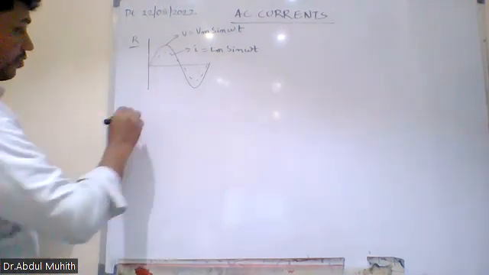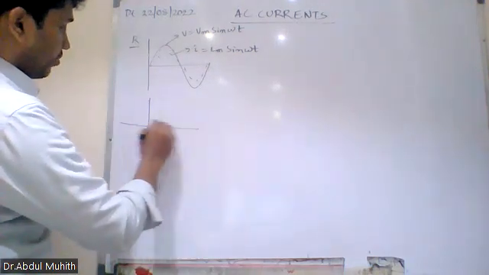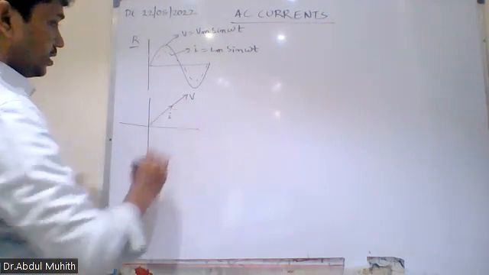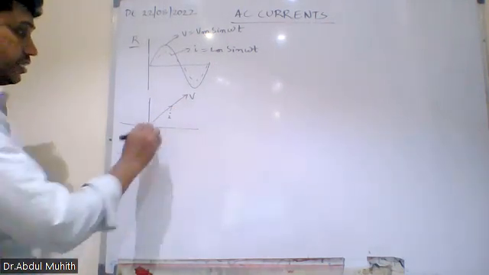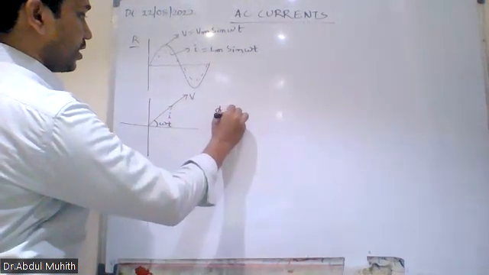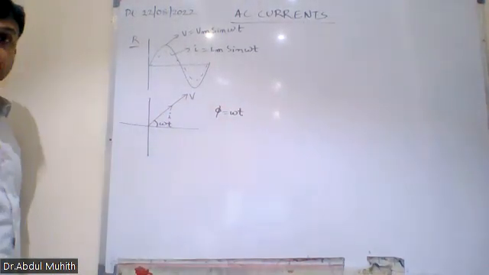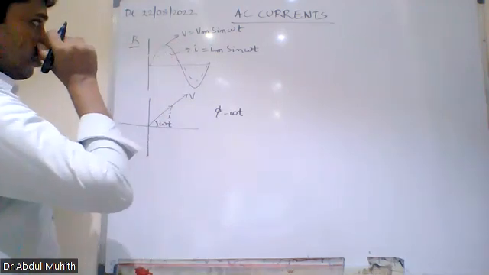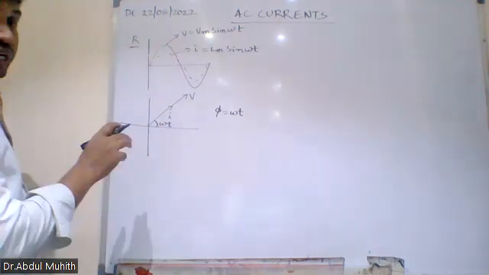Clear? So what will happen if you draw a phasor diagram? This is the phasor diagram. This is I and this is V, and this is the omega t. We can write phi is equal to zero here. This is how it works, and we are writing V is equal to Vm sin omega t, I is equal to Im sin omega t.